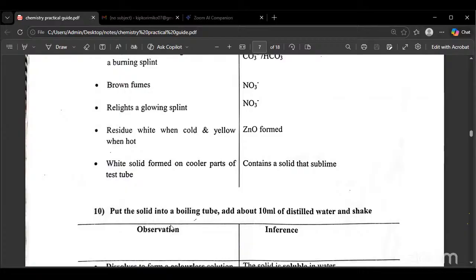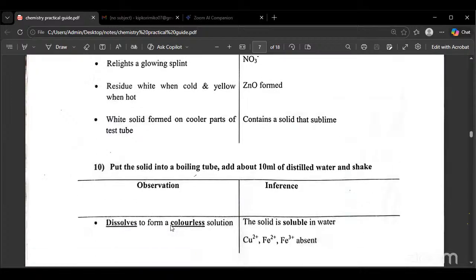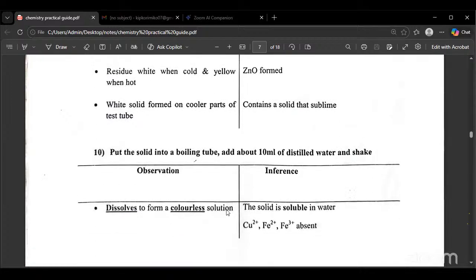So the last one is put the solid into a boiling tube, add about 10 ml. This one is also a very common one. Wanakwambianga add about 10 ml, alafu they tell you divide the portions into 5. Sasa kwa hiyo 5 utakuwa unaongeza kitu. So the observation: dissolves to form a colorless solution. So we normally say it is a soluble salt.